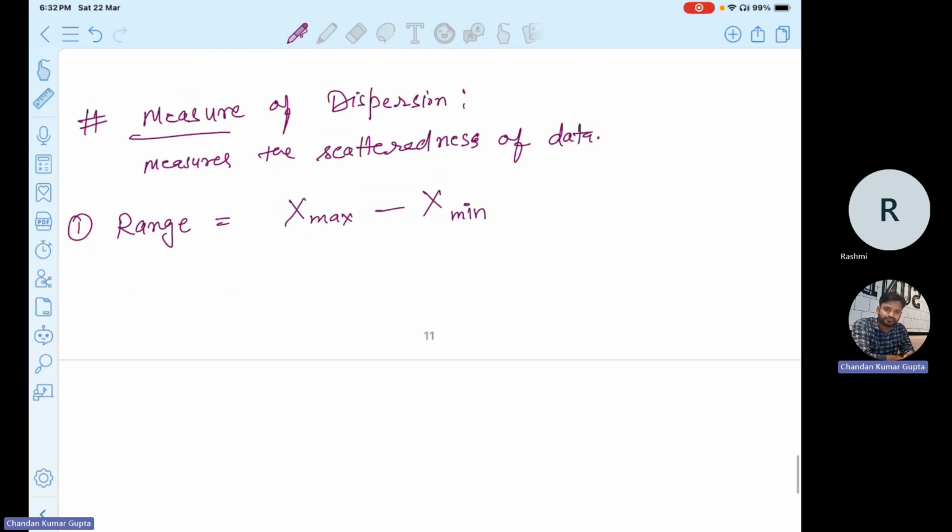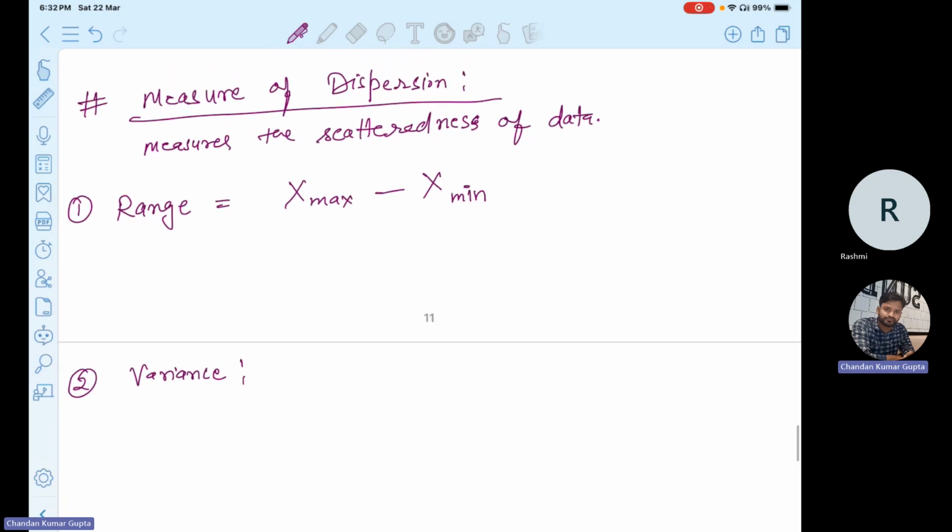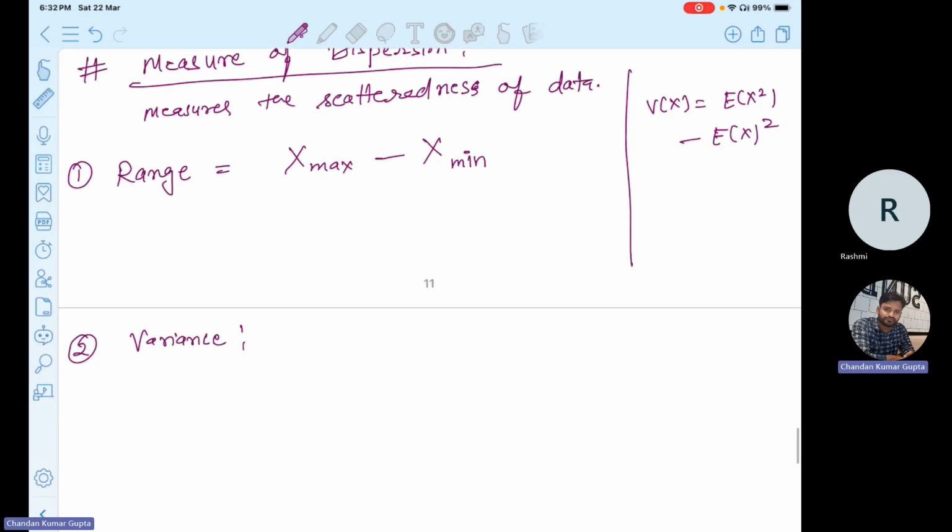We also have variance. The same variance we have discussed in the previous classes: the variance of a random variable X is expectation of X square minus expectation of X whole square. The logic is the same, we just have a different formula. It is 1 by capital N times summation of fi times (xi minus x bar) whole square. This is the formula to calculate the variance.